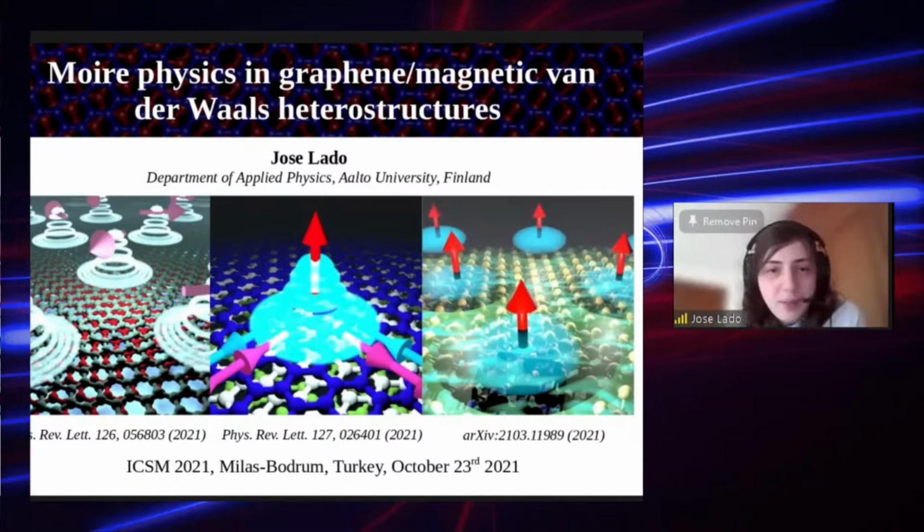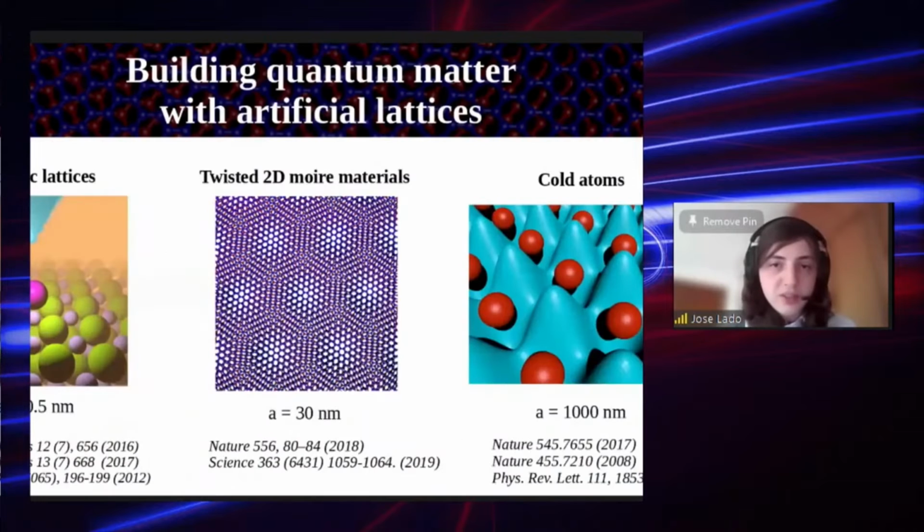So today I'm going to tell you about how you can use graphene and magnetic van der Waals heterostructures to engineer new forms of quantum matter. The idea of this talk relies on something that we have been exploiting in condensed matter and in quantum materials for many years, which is the notion that if we combine the right elements together, we may be able to engineer new forms of quantum matter and new forms of quantum behavior.